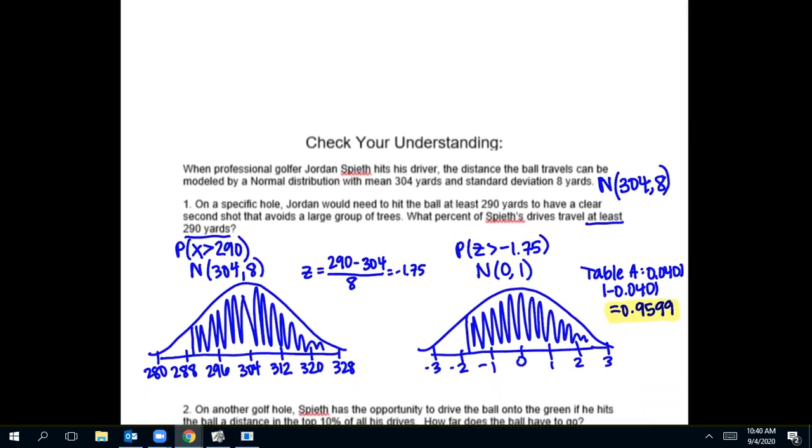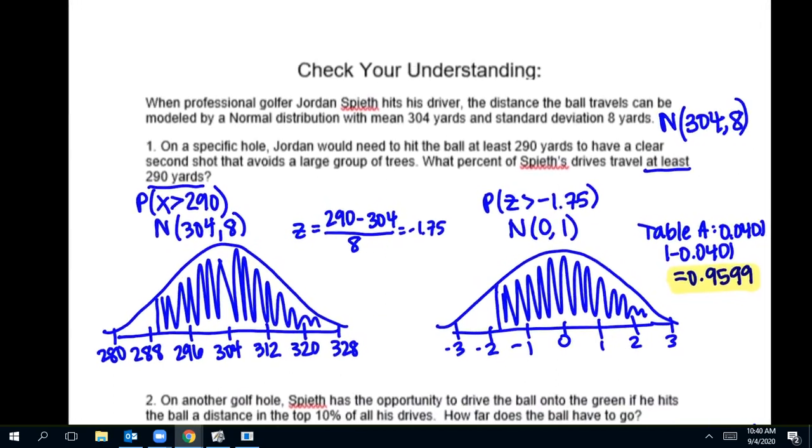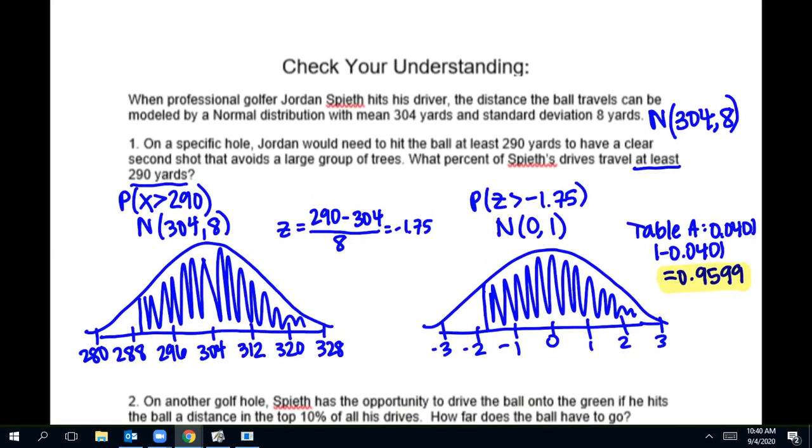All right, we got Jordan Spieth, distance the ball can travel. I like to use this notation. Remember, here's my standardized curve on the left, and I found the z-score, got my unstandardized curve. Once I know the z-score, use table A to find the value. But remember, when we shade to the right, table A only tells us area to the left, and so that 0.0401 was here. And so to get the leftover, that's why we do the 1 minus. Don't forget that for our final answer.